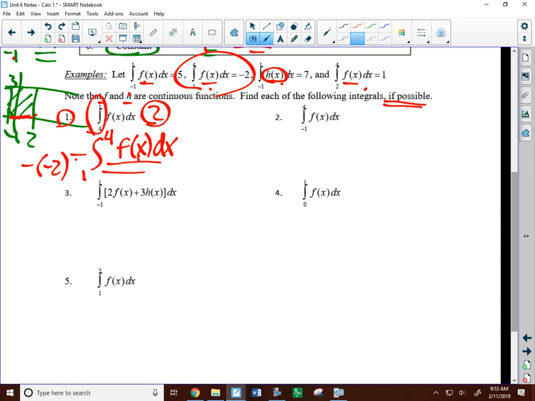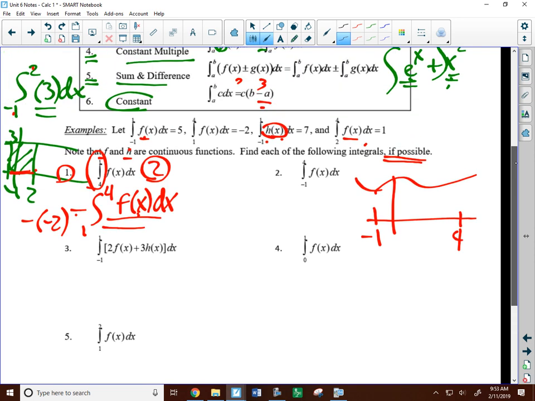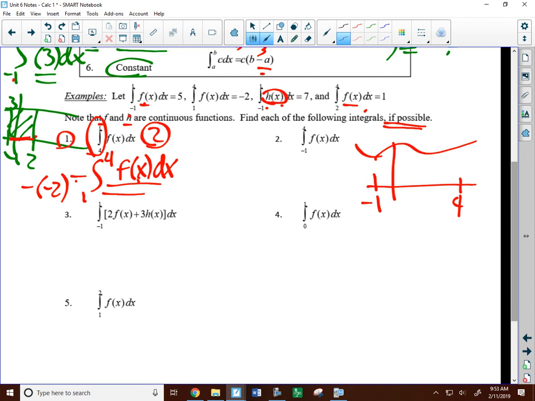Next one, -1 to 4 for f of x. We'll get to an h of x one in a second, but not yet. You might say there is no -1 to 4, so then we gotta make something that would be -1 to 4. What we're thinking of right now is we have a curve, and we want to find the entire area from -1 to 4, but we don't have it. So do you know what property we're using? Additivity, number 5. Additivity says you can break a total up into the sum of its parts.